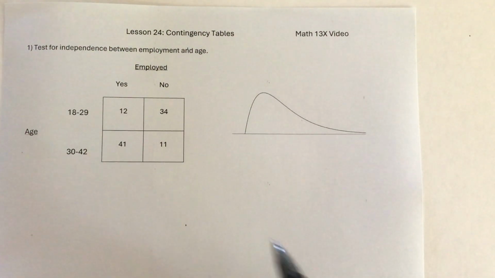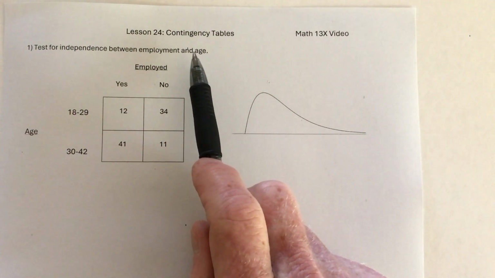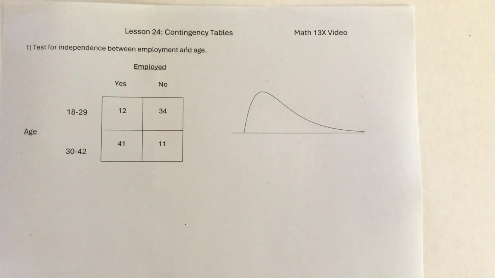Welcome back, lesson 24, contingency tables. That means we are very close to being finished with the class because lesson 25 is going to be the last one.